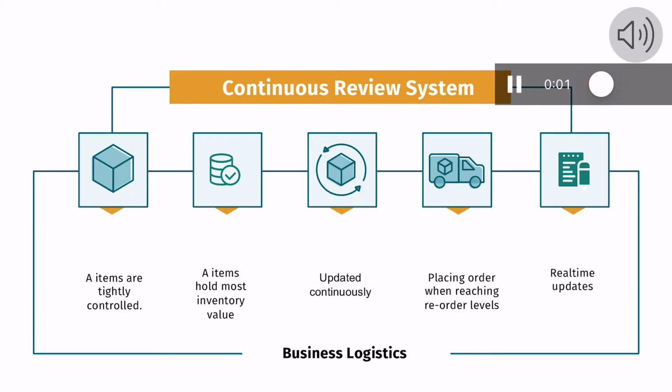To start off with, the continuous review system requires knowing physical inventory at all times and is adapted to A items, which hold most inventory value. This method is more expensive to manage because inventory needs to update each time something goes out of the shelf or comes back into the shelf. An order is placed as soon as the inventory drops to that reorder level, and with real-time updates, it provides accuracy, making it easier to know when to reorder.